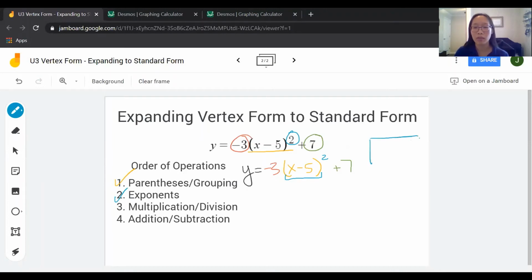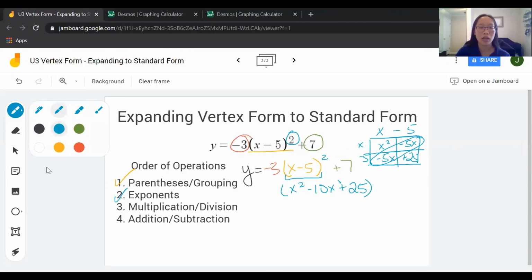Again, I'm going to draw my area diagram. I'm just going to say my rectangle has a side width of x minus 5, and then x times x is x squared, x times -5 is -5x, -5 times x is -5x, -5 times a -5 is positive 25. So I'm going to rewrite this as x squared, and then my -5x and my -5x make -10x, and then plus 25. Then I'm going to recopy my other operations around it.